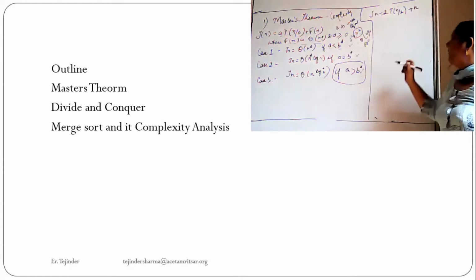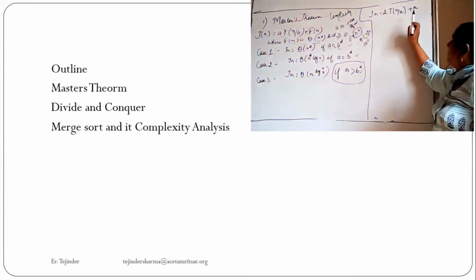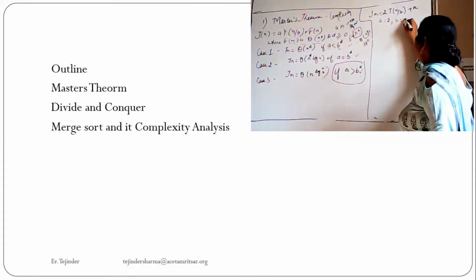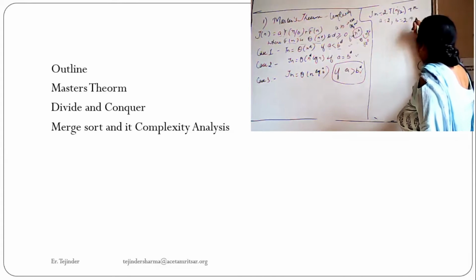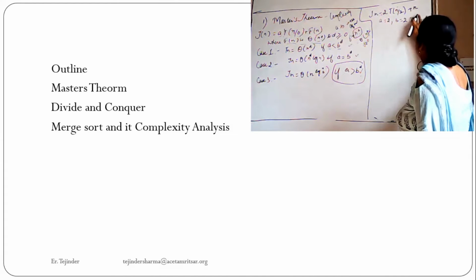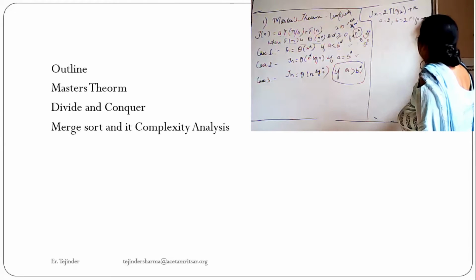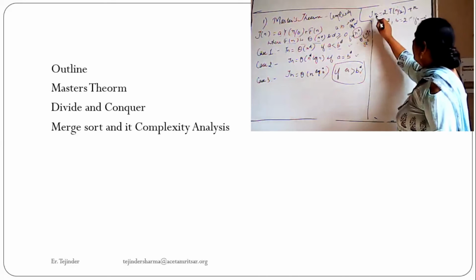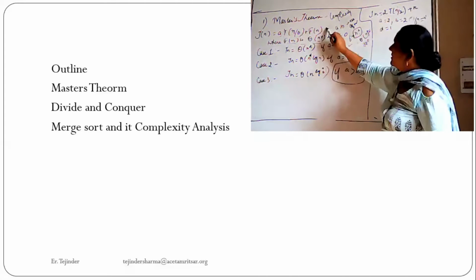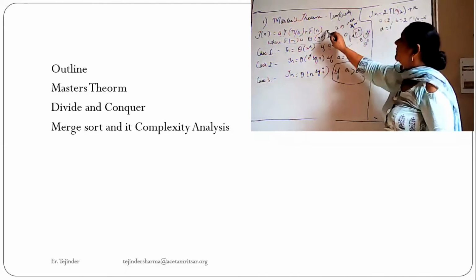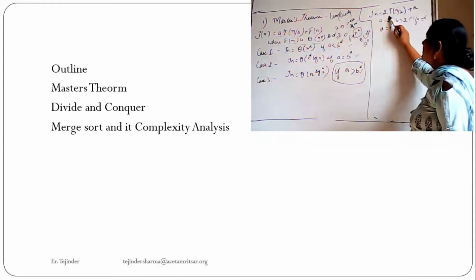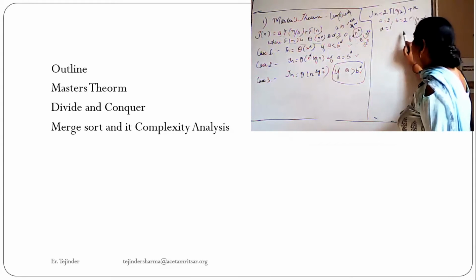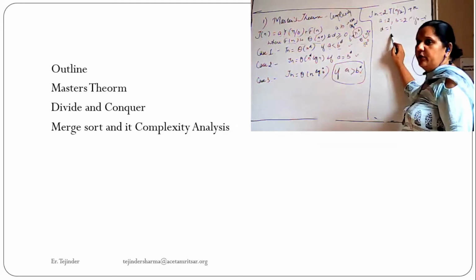Suppose this equation is given to you: T(n) = 2T(n/2) + n. Now a is equal to 2, b is equal to 2, and f(n) is n to the power 1, so d is equal to 1. You have to compare every equation with this standard form every time. You will get a as 2, b as 2, f(n) as n to the power 1, and the value of d is equal to 1.